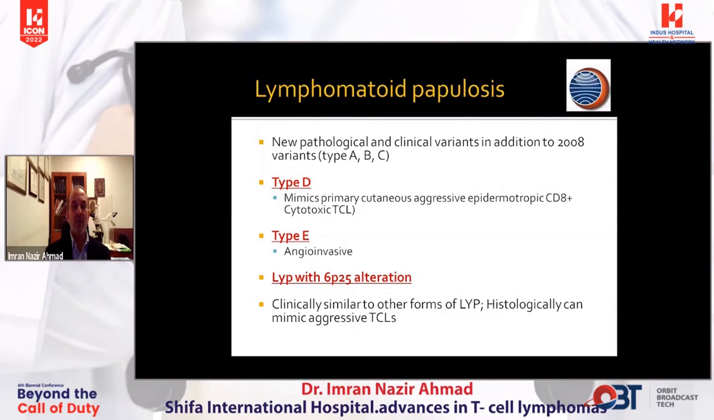Then in the case of lymphomatoid papulosis, which had type A, type B, and type C, we have three additional subtypes. Type D mimics primary cutaneous aggressive epidermotropic CD8 positive cytotoxic T cell lymphoma. Then we have type E, which characteristically on morphology will show angioinvasion. Then there is a category of lymphomatoid papulosis with chromosome 6p25 alteration. This is clinically similar to other forms of lymphomatoid papulosis. However, histologically, it can mimic aggressive T cell lymphoma.